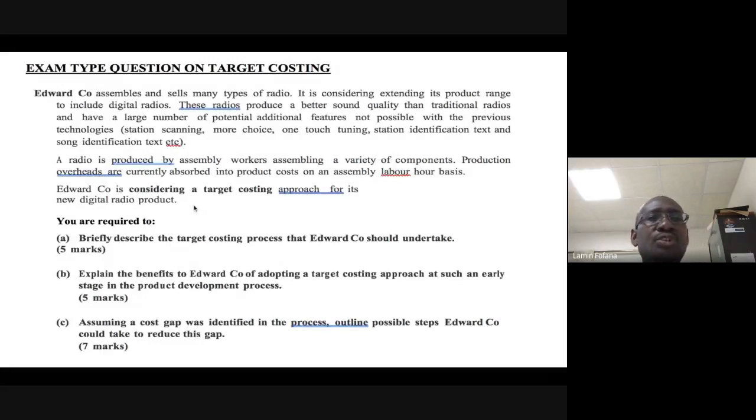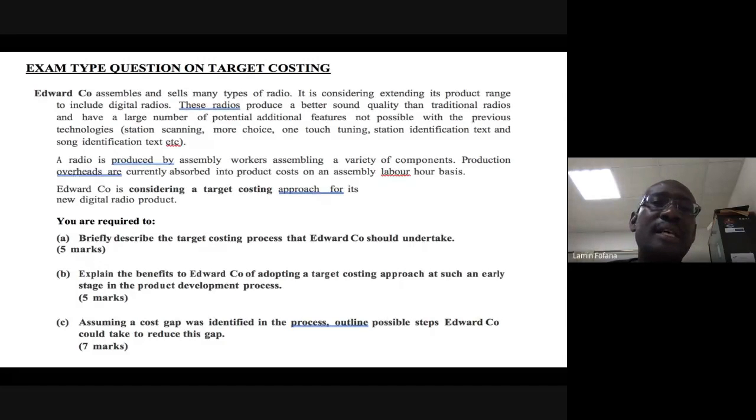So it says Edwards Company assembles and sells many types of radio. It is considering extending its product range to include digital radios. These radios produce a better sound quality than traditional radios and have a large number of potential additional features not possible with previous technologies, like station scanning, more choice, one-touch tuning, station identification text, and song identification text, etc. A radio is produced by assembly workers assembling a variety of components. Production overheads are currently absorbed into product cost on an assembly labor hour basis. Edwards Company is considering a target costing approach for its new digital radio. So by reading this, at least one thing is clear to us.